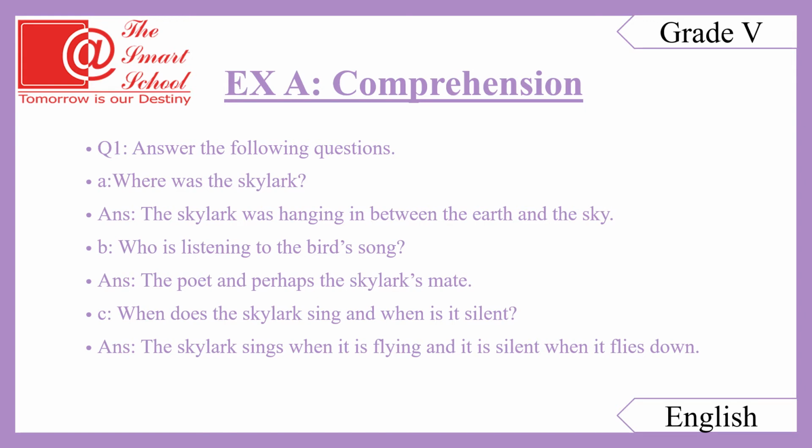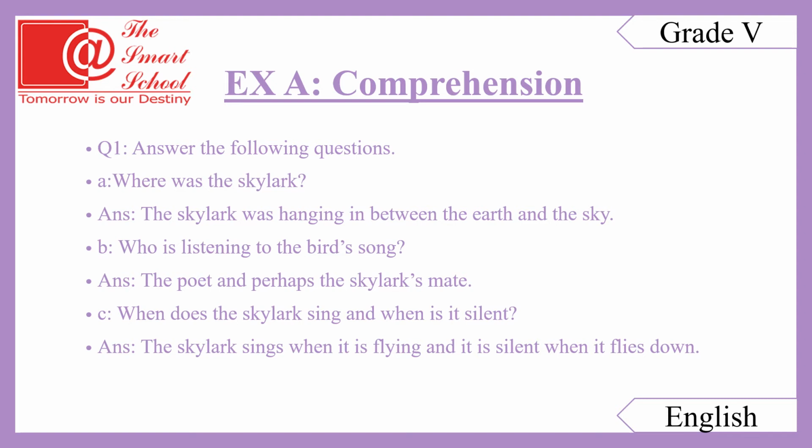Exercise A, comprehension. Question number 1, answer the following questions. A, where was the skylark? Answer: the skylark was hanging in between the earth and the sky. The line in the first stanza was: a skylark hung between the two. Hung between the two means that the skylark was hanging or flying in between the earth and the sky.